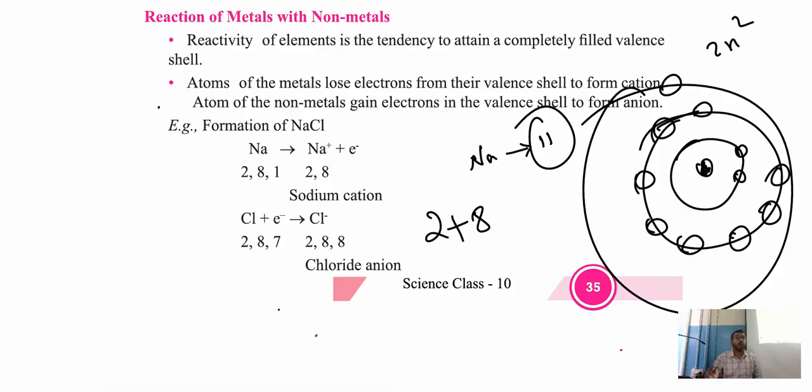Now as you can see, in the outermost shell how many electrons are there? One. Now if he has to become stable, then how many electrons are required for him? 7 electrons are required.